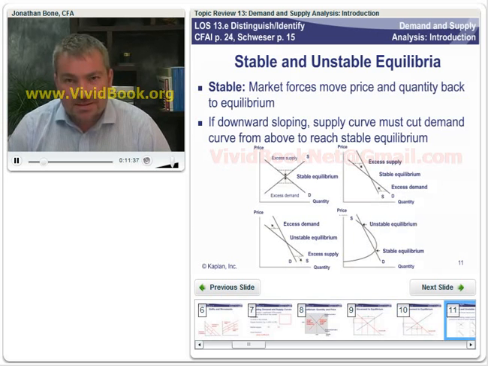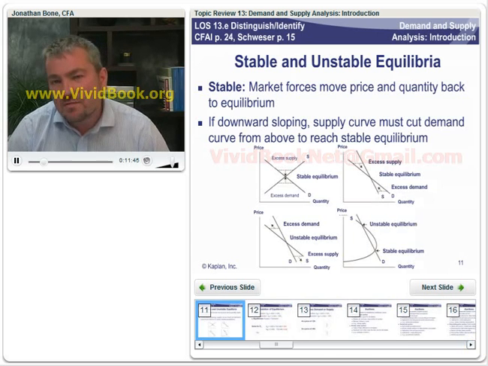Our LOS asks us to distinguish between stable and unstable equilibrium. Well, a stable equilibrium is when market forces move price and quantity back to their equilibrium levels. You can see in our first diagram, the top left diagram, we've got a stable equilibrium. Essentially, if price is higher than the equilibrium level, we get excess supply and prices are bid down, so we return to the equilibrium. If price is below the equilibrium level, then you can see demand is greater than supply, so prices are bid up. So that is an example of a stable equilibrium.